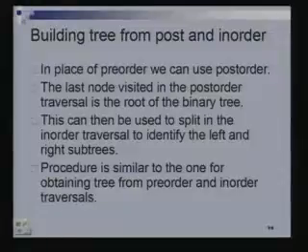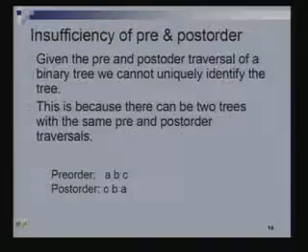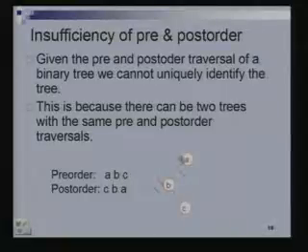Now what is the third question? Given pre and post, can you do it? No. Given the pre and post order traversal of a binary tree, you cannot uniquely determine the tree. The reason is that there can be 2 trees which have the same pre and post order traversal. Suppose I gave you this pre order traversal and this post order traversal, for a 3 node tree. What do you think is the tree? This is a tree with pre order traversal A, B, C. Post order traversal will be C, B, A.